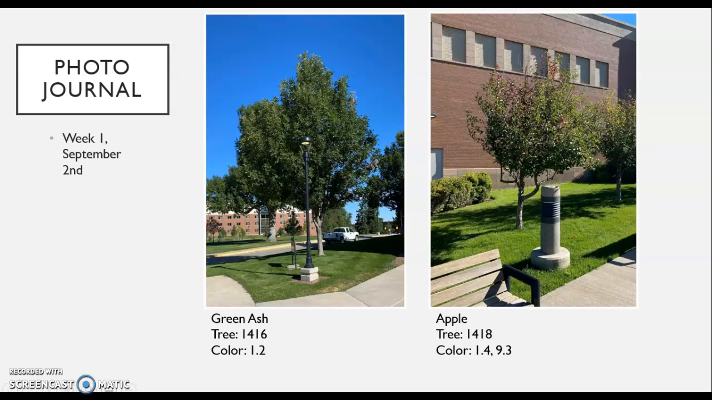Here's the pictures from week 1 on September 2nd. On the left we have the green ash tree, and on the right we have the apple tree. The green ash I put is about at a 1.2 because it's still very green, and then the apple tree I put a 1.4 and a 9.3 because as you can see there's like green in it, but there's also some reddish color, so that's why I gave it the 9.3 as well.